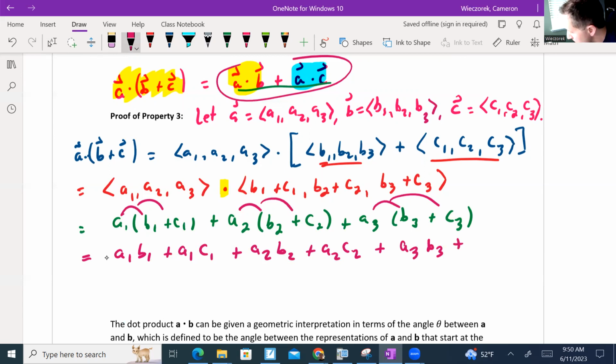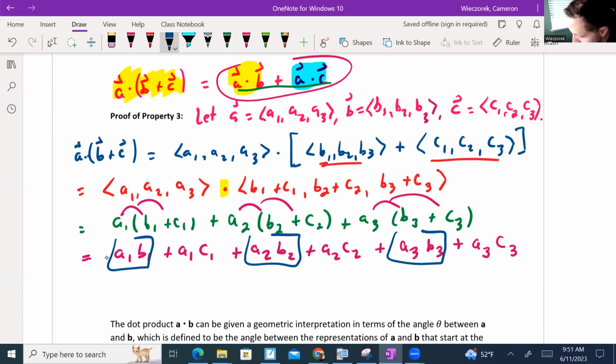And now addition is commutative, so I can reverse the order of any of these terms that I want. I'm going to locate all the terms that have A's and B's, and I'm going to box those in blue. So I'm going to put those together. So A1, B1, right?